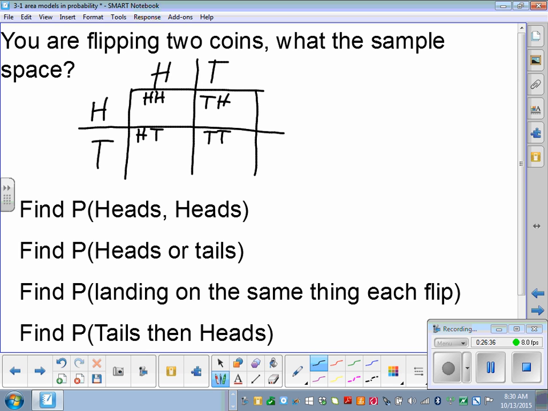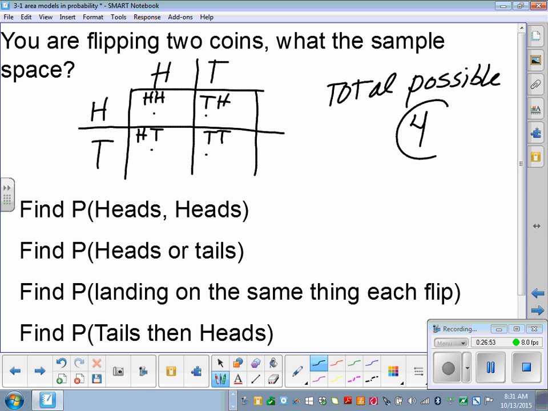So there's a couple of ways of thinking about this. I'm going to choose to just do it like this. How many total possible outcomes did we have? 4. So total possible was 4. So we're going to use that number. That's why I'm showing you this one. It's different. Does everybody see that? The total possible is 4.